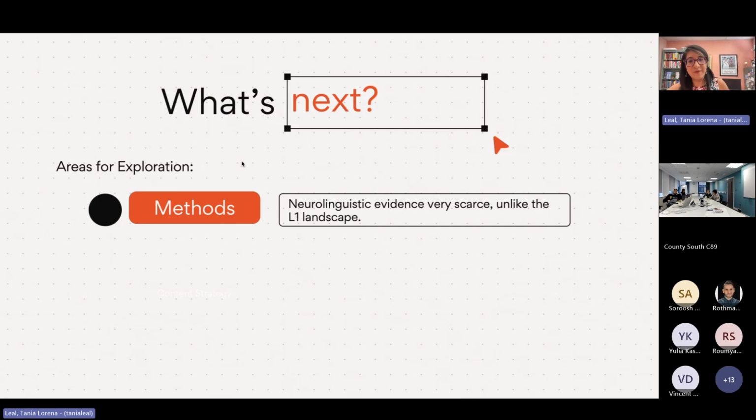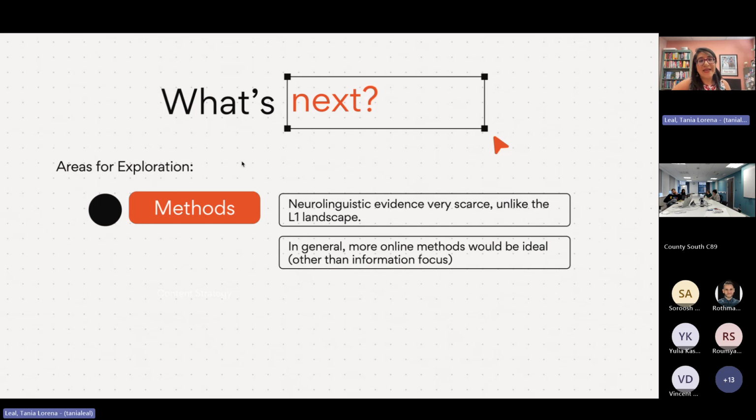So what we want to clarify with this work particularly is the conflicting findings between the P3 component that I mentioned, which signals attention, and the N400 component that has also been found for information structure. And we hope that this will shed light not only on how bilinguals process focus in real time, but also on the components themselves. In general, really, more online methods would be ideal.